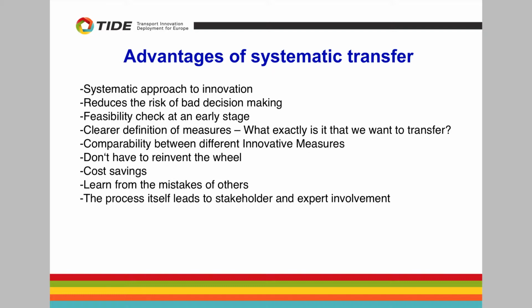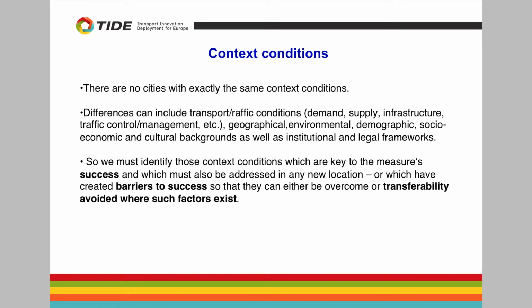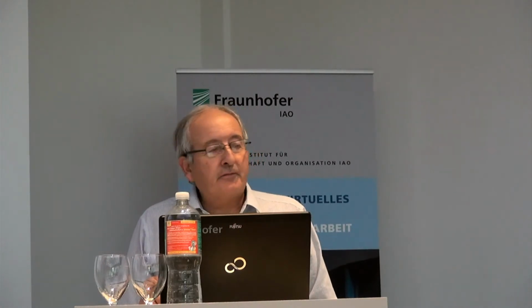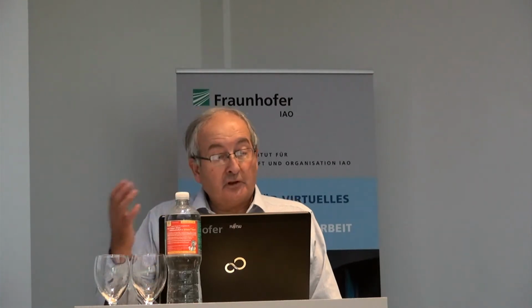transferability analysis. So context conditions we have just heard, and we're just saying it again here. There's no two cities with exactly the same context conditions. Some are fairly similar, but some are very different in their geographical situation, their traffic mix, their degrees of congestion, the public transport organisation, the whole range of things where cities can differ. And obviously those are probably the first things to identify in any city if you're thinking of having a look at what was successful elsewhere, to see what the differences are in context.